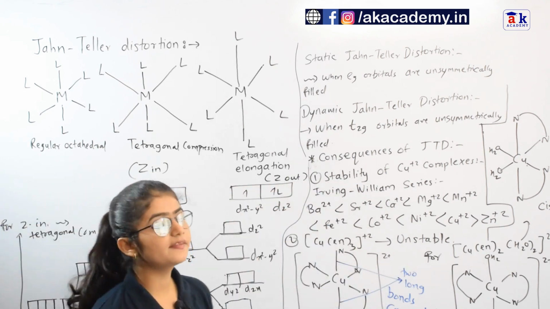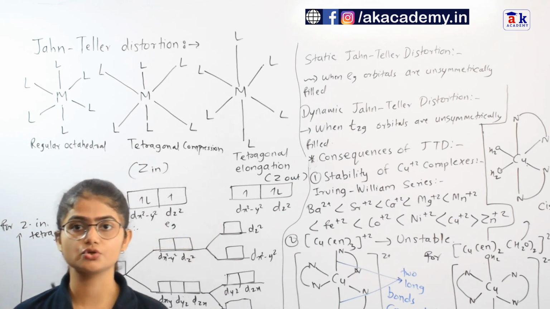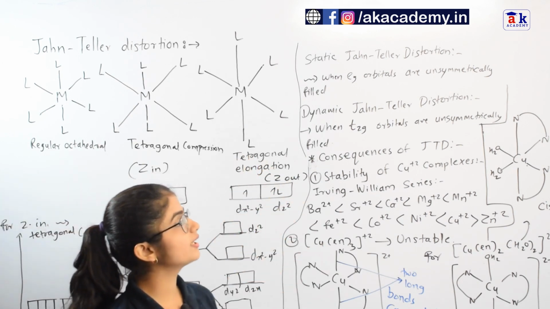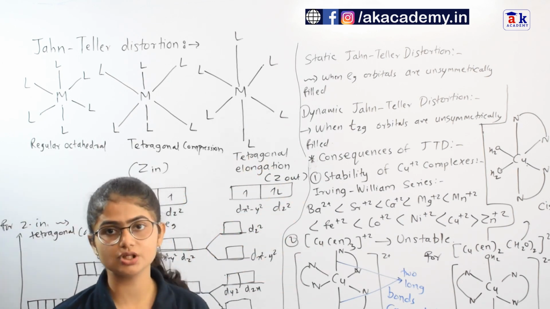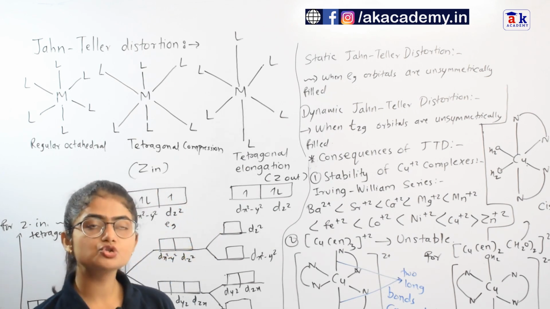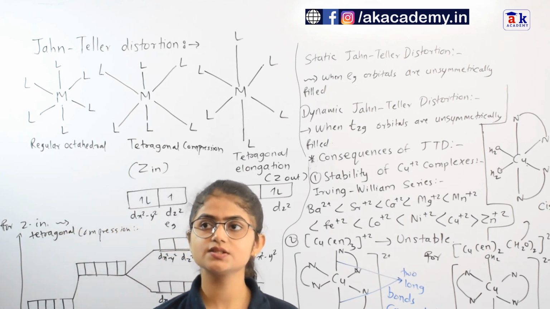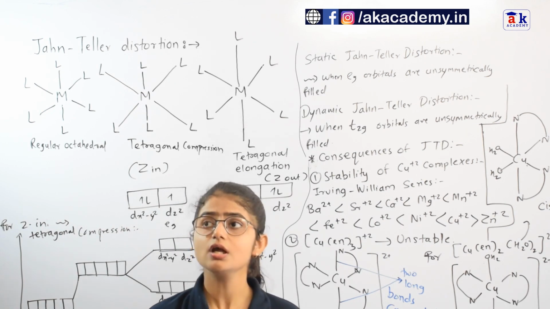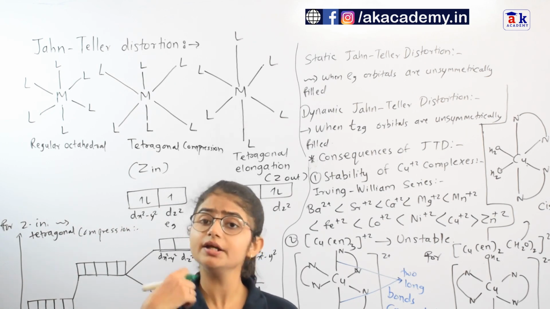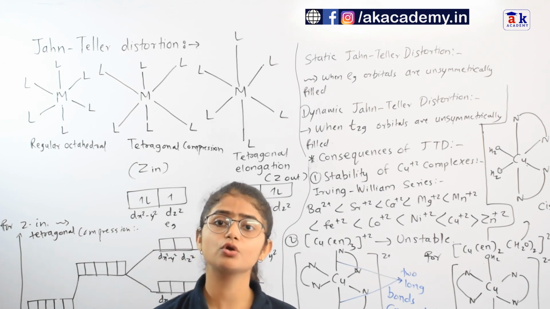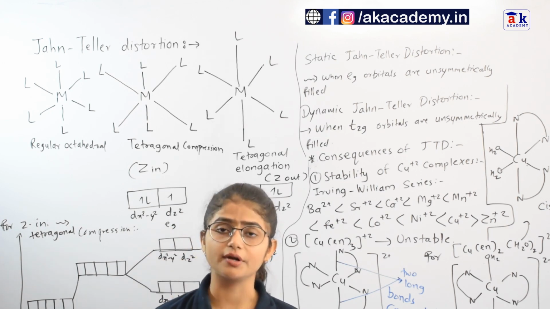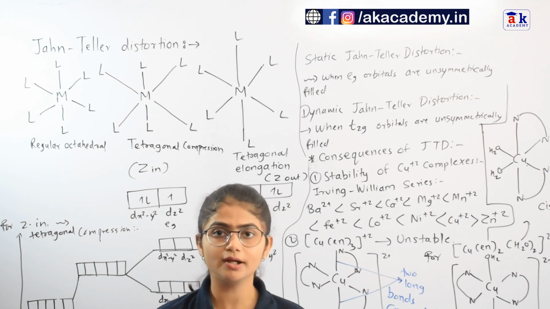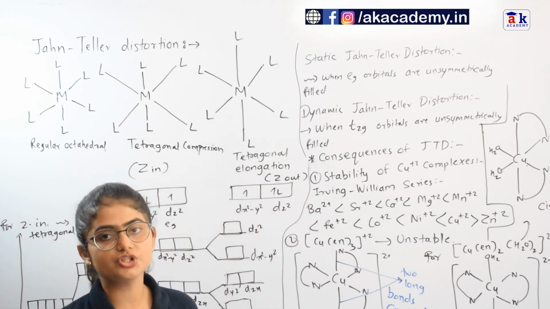So then there are again two types of Jahn-Teller distortion taking place, that is static Jahn-Teller distortion and the other one is dynamic Jahn-Teller distortion. So static means what? In some of the complexes, the Jahn-Teller distortion is observed even in solid state or in solution, independent of temperature, even at room temperature or low temperature, they will still be distorted. Such distortion which is independent of temperature, we call static Jahn-Teller distortion.